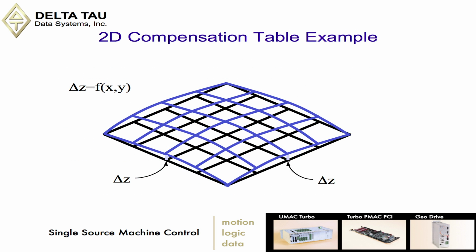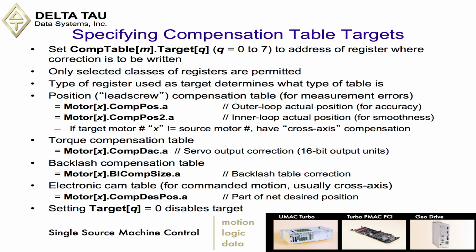We talked about specifying the sources. So here's a nice graphic showing basically what's going on with the two-dimensional compensation table. You have motors X and Y, and they are providing the source data. And then in this case, we're compensating the Z-axis for, let's say, issues on the planarity of the table, the plainness of the table. It's not very plain for whatever reasons. We talked about specifying the targets.